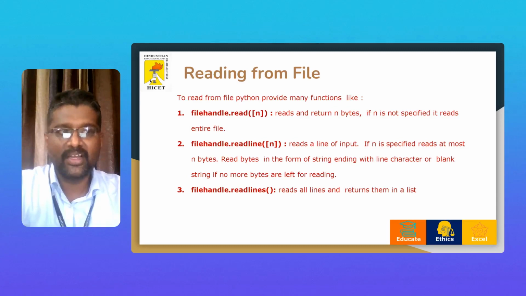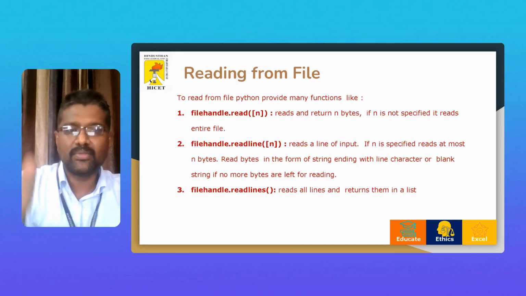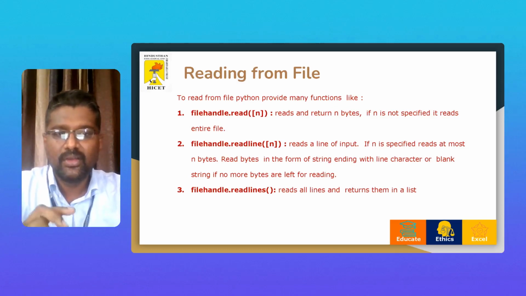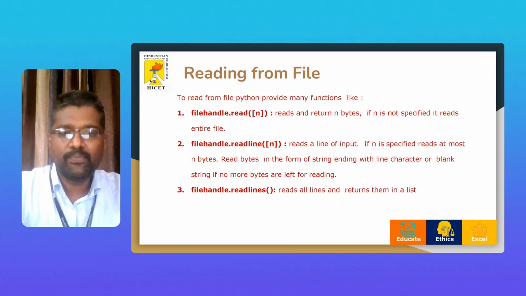The next is readline, which is going to read one line. Here also I can mention the size n, that is the number of bytes to be read from the file. And the third one is file handle dot readlines, which is going to return all the lines present inside the file as a list.